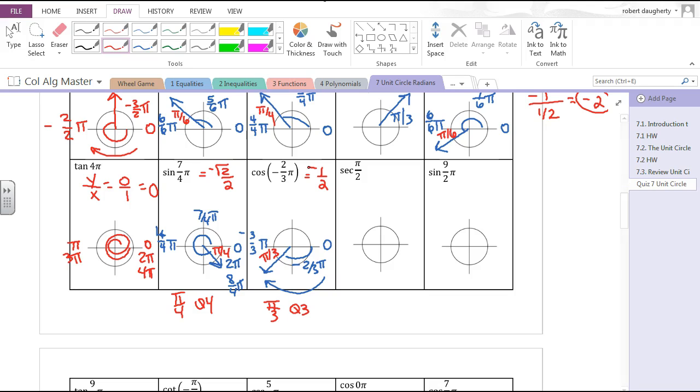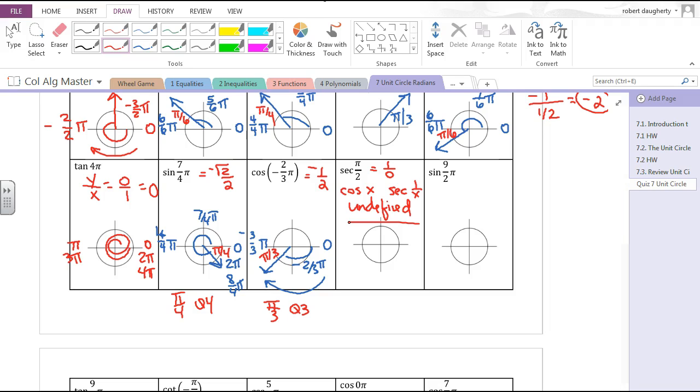Secant of pi over 2. So secant is the reciprocal of cosine. If the cosine is x, then the secant has to be 1 over x. So if you go to pi over 2, that's 90 degrees on your unit circle. What is 1 over x? 1 over x is just 1 over 0, and that is undefined. So the secant of pi over 2 is undefined.